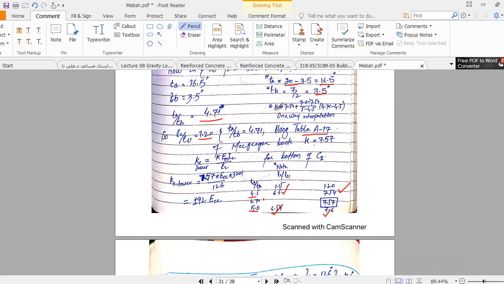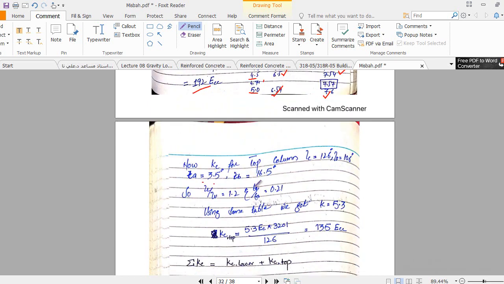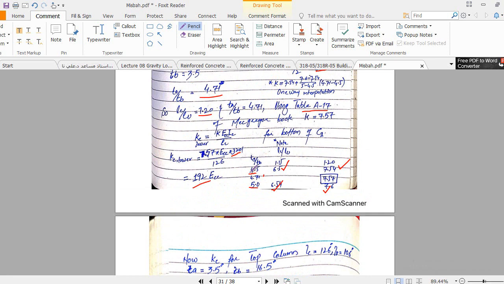So I already did the calculation using one-way interpolation, and this is our K value. You just need to plug that value into the equation of Kc for the lower column, and you find your Kc value for the lower column, that is 192. Similarly, do the same calculation for the top column.